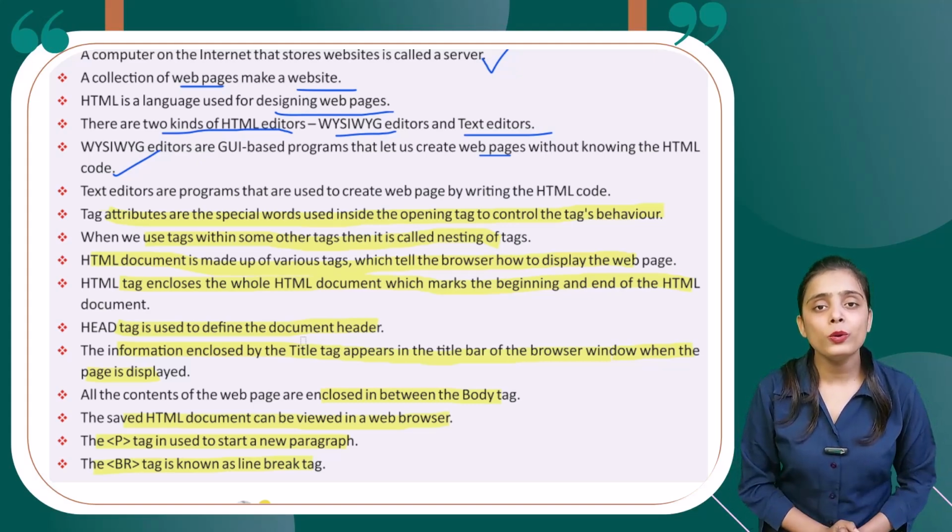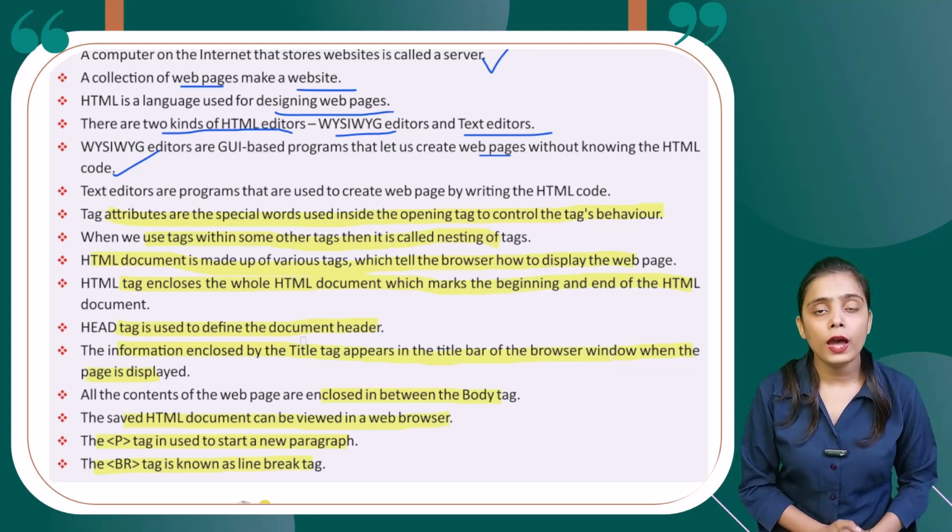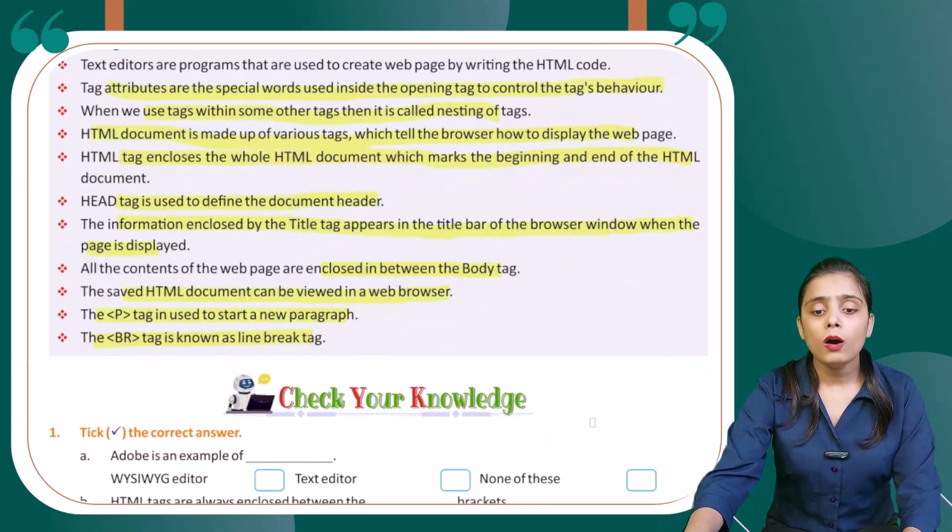Okay, now what you have to do, you have to revise your chapter and do not forget to do the practical which we have learned in today's class. Okay, so you have to write this in Notepad, and after saving, open that file in a web browser and see how it looks. Okay, so that's all for this chapter. Now try to solve this exercise, revise the chapter.